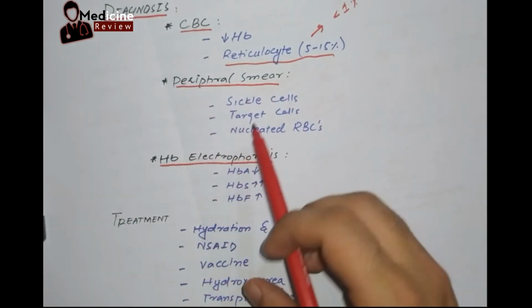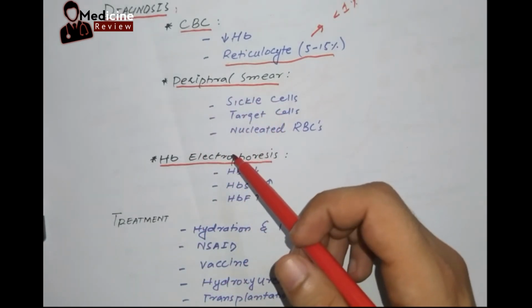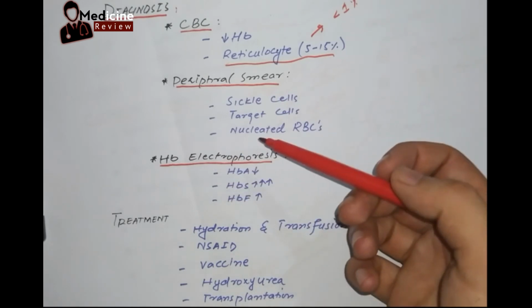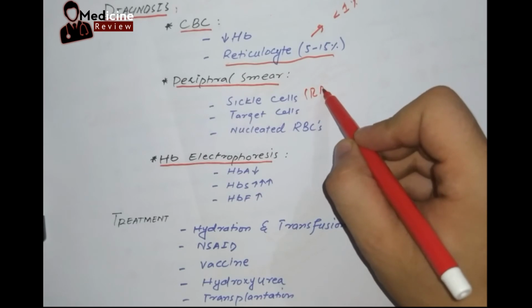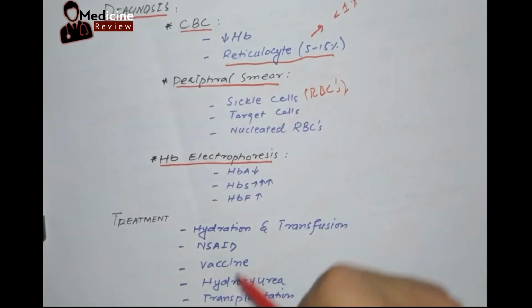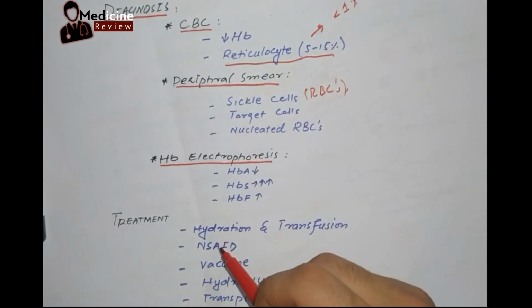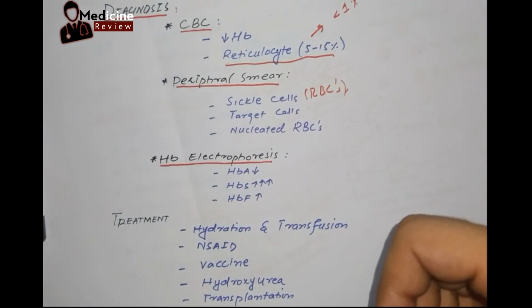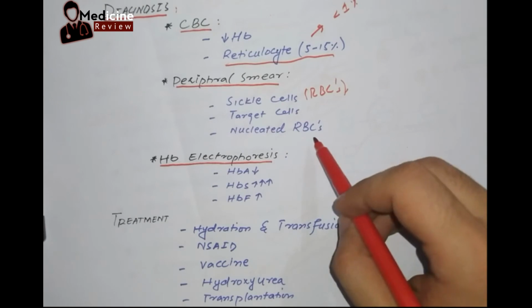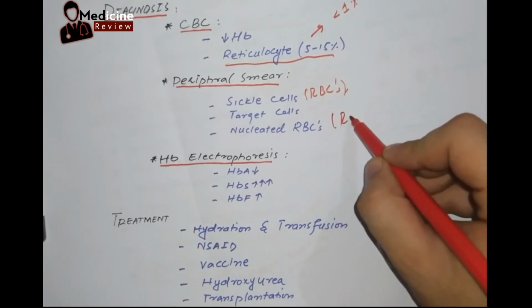On peripheral smear, there will be sickle cells because of their particular sickle shape. These RBCs will be sickle shaped. Another will be target cells. This is a special type of cell in sickle cell disease. Another will be nucleated cells, which are also called reticulocytes.